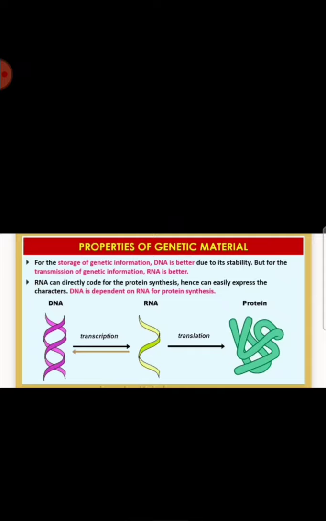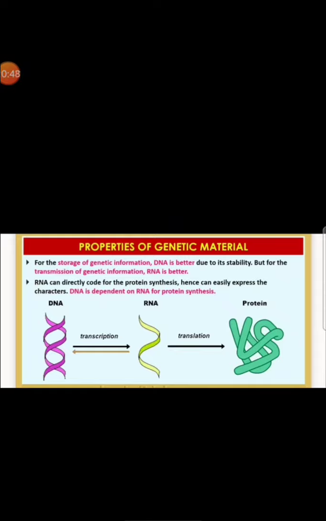For the storage of genetic information, DNA is better due to its stability, but for the transmission of genetic information, RNA is better. RNA can directly code for protein synthesis, hence can easily express the characters. DNA is dependent on the RNA for protein synthesis. This is very, very important that you should remember.